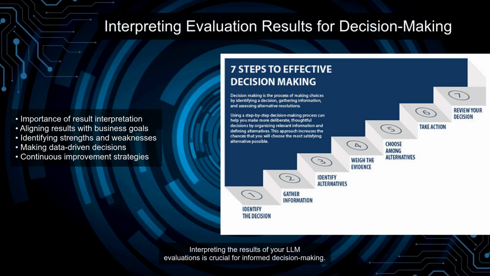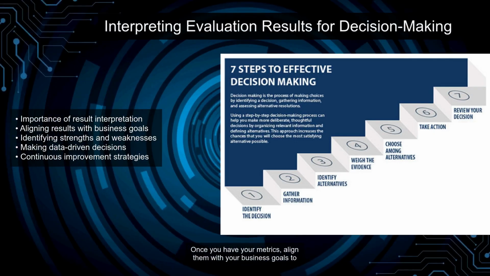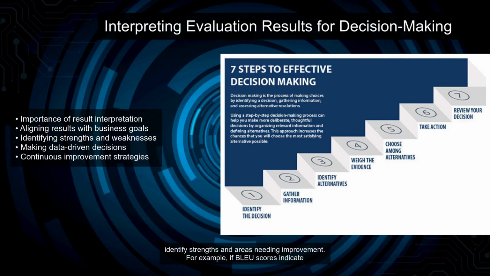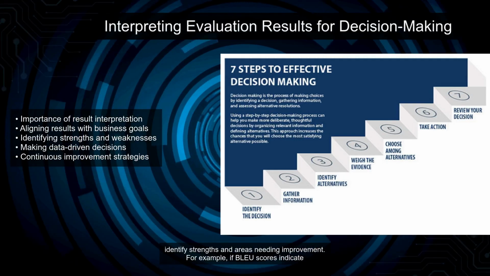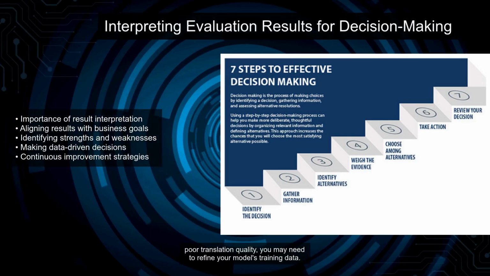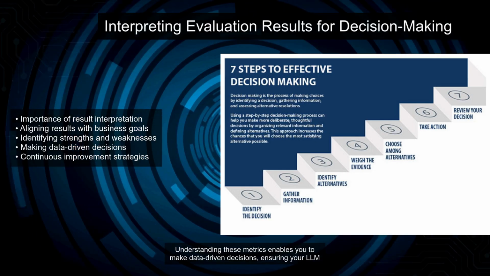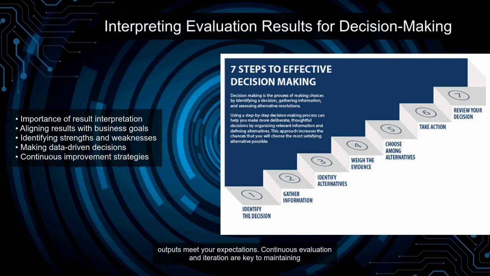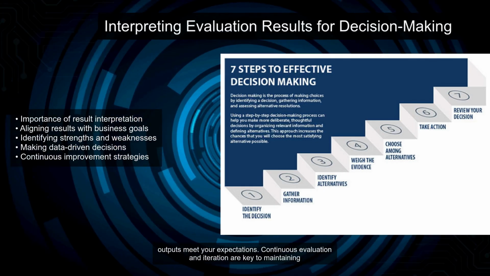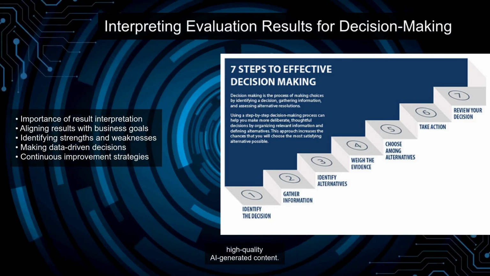Interpreting the results of your LLM evaluations is crucial for informed decision-making. Once you have your metrics, align them with your business goals to identify strengths and areas needing improvement. For example, if BLEU scores indicate poor translation quality, you may need to refine your model's training data. Understanding these metrics enables you to make data-driven decisions, ensuring your LLM outputs meet your expectations. Continuous evaluation and iteration are key to maintaining high-quality AI-generated content.